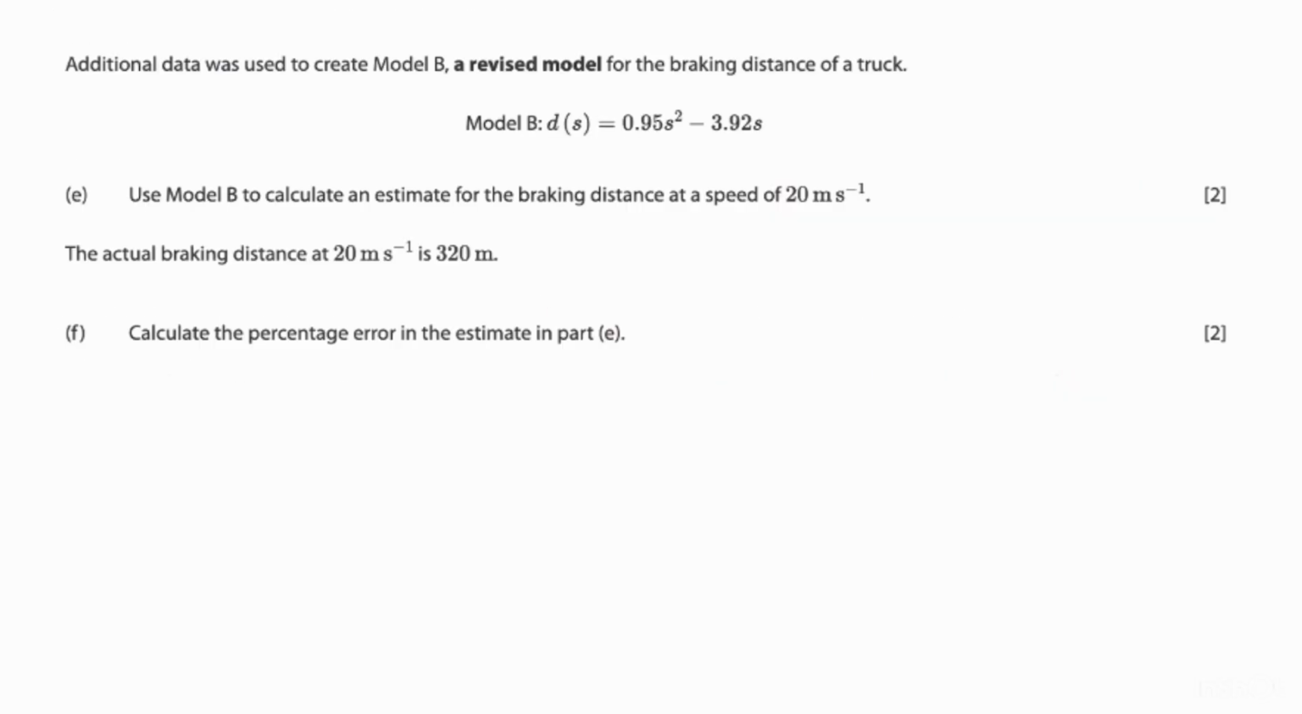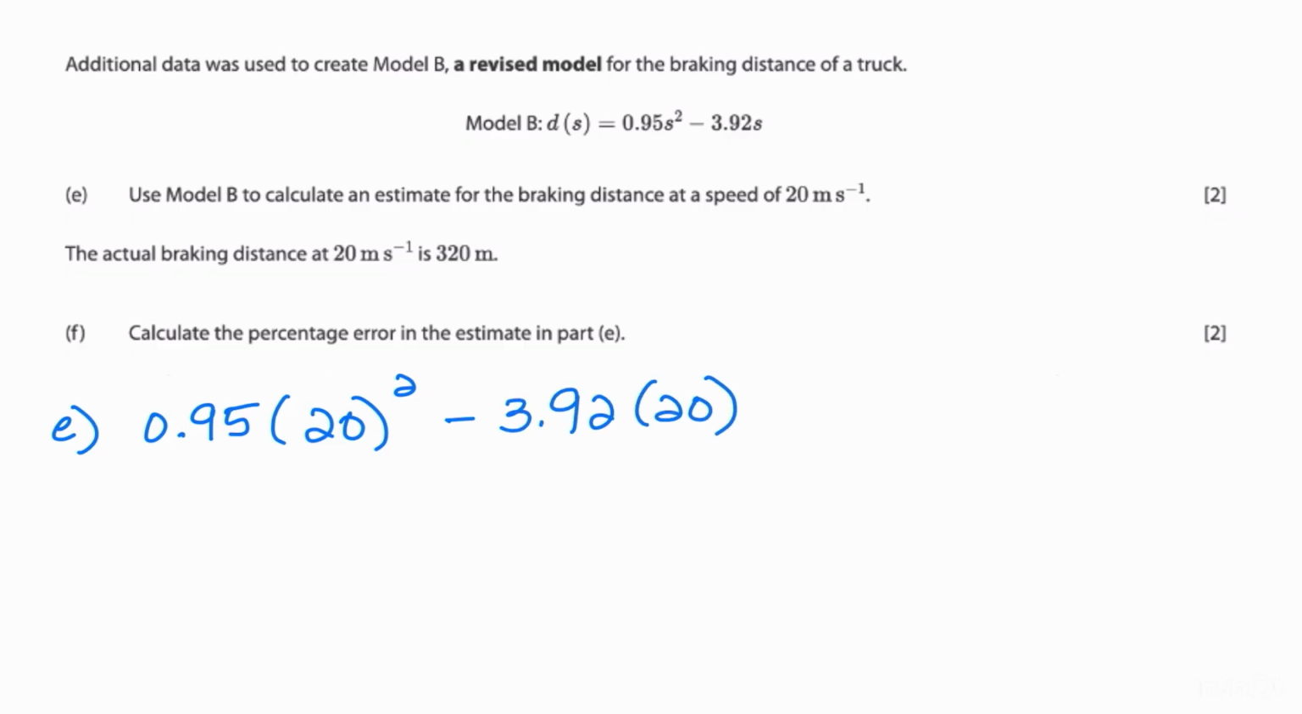If we focus just on that part, it says additional data was used to create model B, a revised model for the braking distance of a truck. Use model B to calculate an estimate for the braking distance at a speed of 20 meters per second. So for part E, all you have to do is substitute. If I get 0.95 times 20 squared minus 3.92 times 20. Even though they give you units, you never want to substitute units into your equations because it's one of the easiest ways for you to get confused.